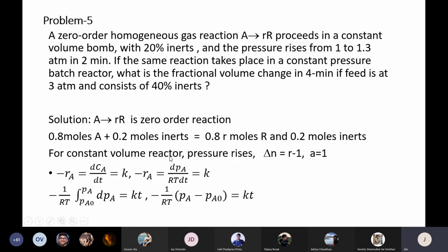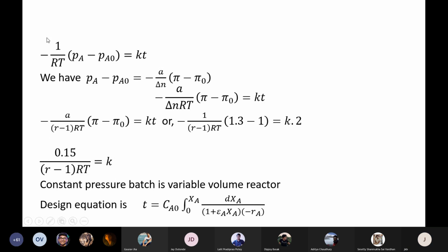And for the constant volume reactor, pressure rises. Write the equation in the form of total pressure as discussed in the theory part. Write the mole balance in terms of partial pressure, that is dividing Pa by RT. Integrate, you will get the equation (1/RT)(Pa minus Pa0) is equal to kt. Then this is the equation where we can substitute Pa or Pa minus Pa0 in terms of total pressure.